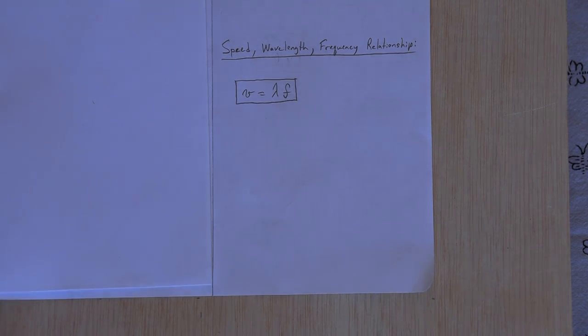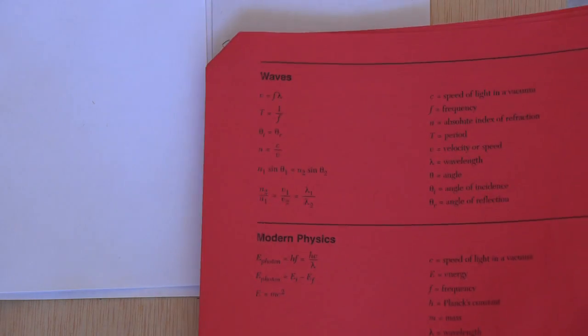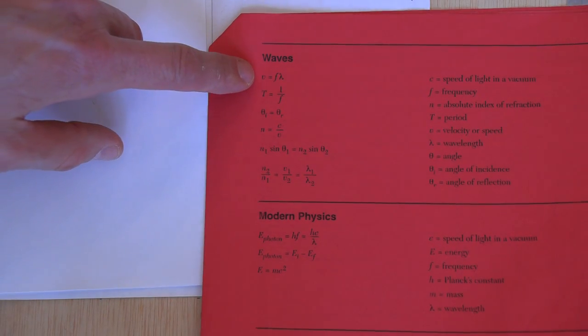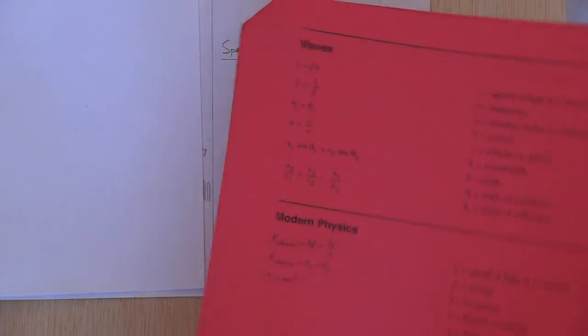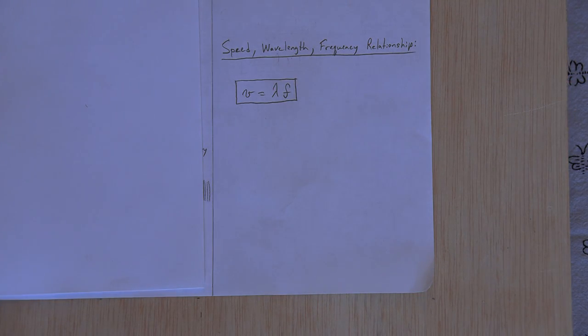This equation is on the reference table, again in the wave section, right here at the top. v equals, well, they say frequency times wavelength, but it's the same formula: wavelength times frequency, frequency times wavelength.